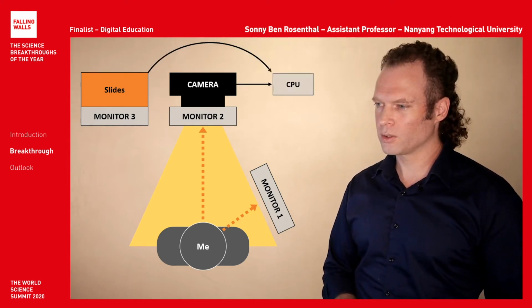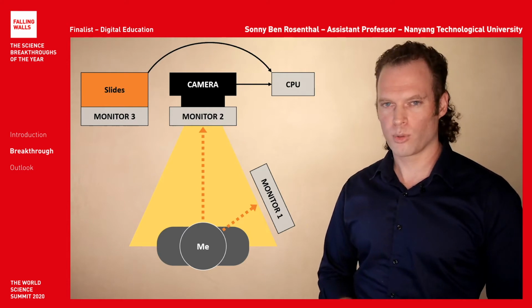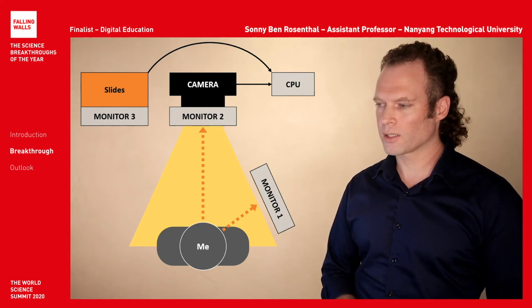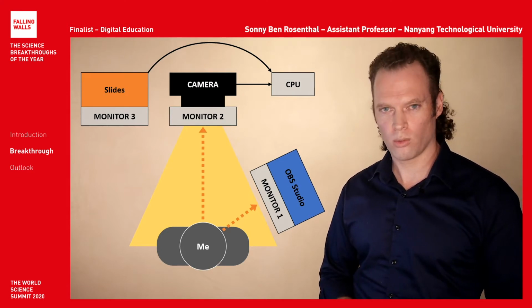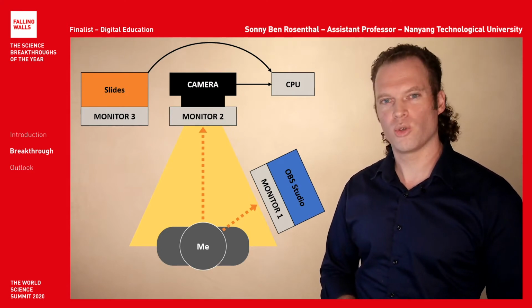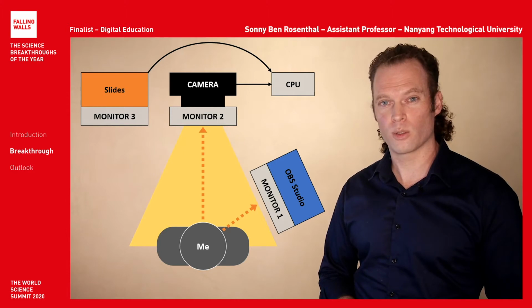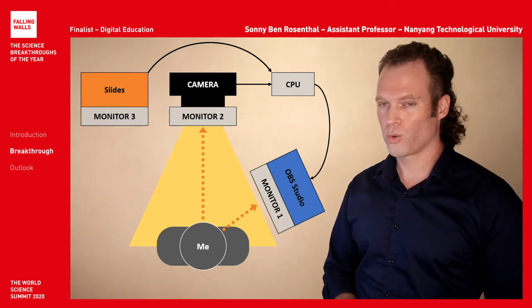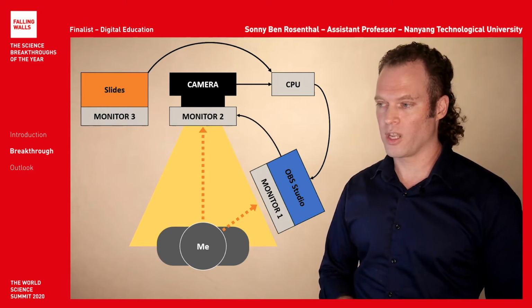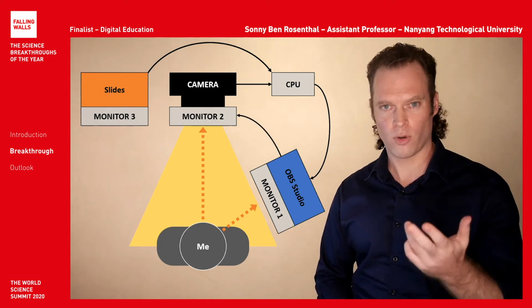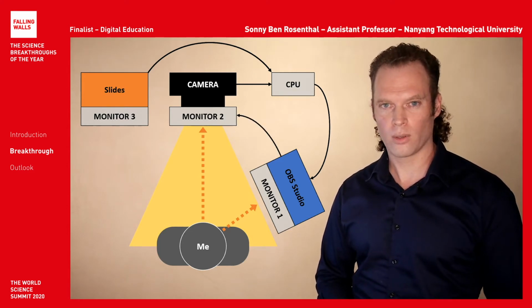The video signals from the slides and the camera go to my computer, and that signal is processed and sent to monitor 1, which has OBS Studio on the screen. OBS Studio is an open source and free to use software tool which creates this video composite effect. That composite video is then sent to my smartphone, which I'm looking at right now.